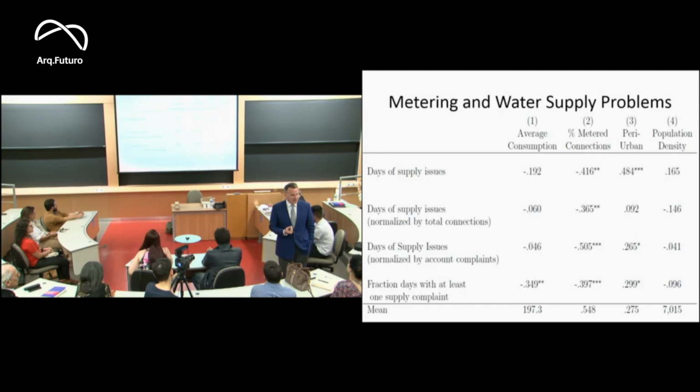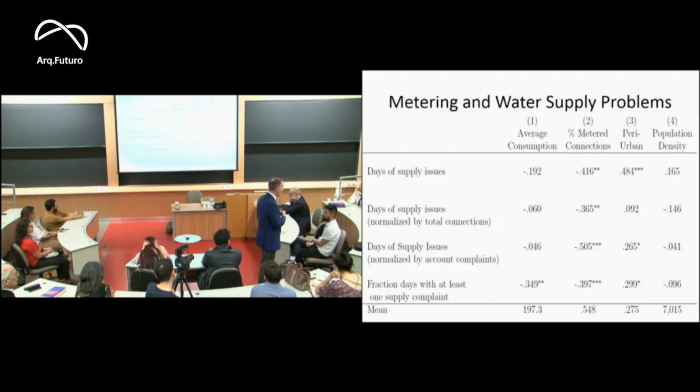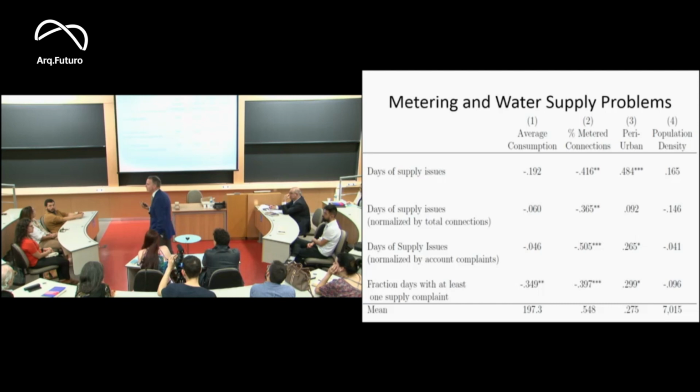The water company has a real incentive to make sure the water is flowing when they get to charge for it. Where it's a fixed fee, they don't care, so they don't fix the water and it doesn't flow. It reminds us that institutions, the way that we pay for things, are crucial for solving some of these problems. We should think holistically about how to fix these institutions and make them better.